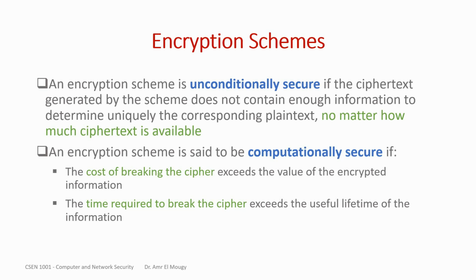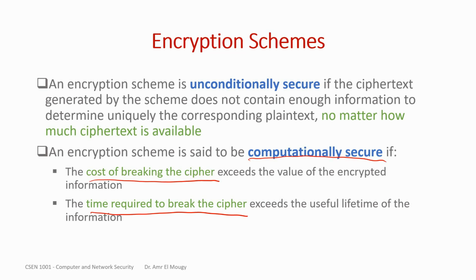Okay. Instead, we go for what is called computationally secure. A computationally secure algorithm is when either the cost of breaking the cipher exceeds the value of the encrypted information, or the time required to break the cipher exceeds the useful lifetime of the information. What does this actually mean?